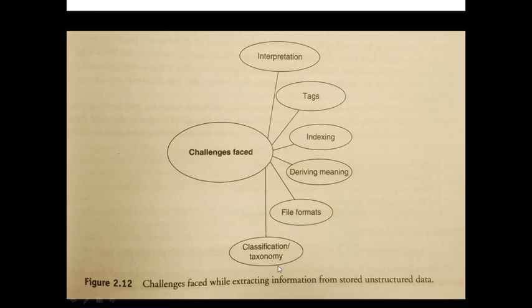And last is classification and taxonomy. How are you going to classify, how are you going to categorize? Again, it comes down to structure. When we talk about computers, we die for structures. We need something which can be easily handled in zeros and ones, right? With unstructured data, it gets difficult for us. So it is a big challenge, classification of unstructured data.